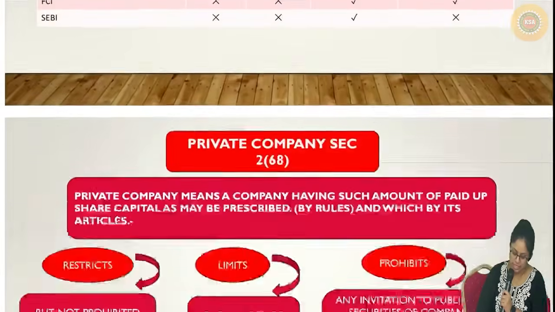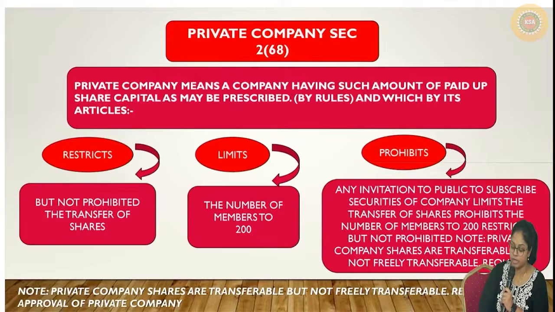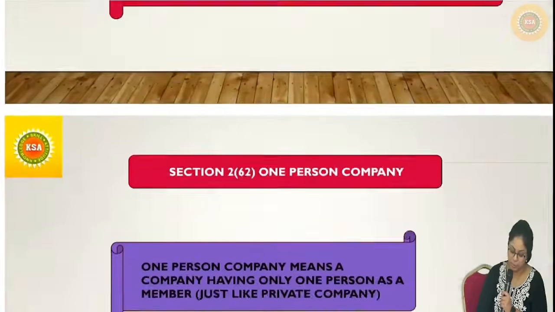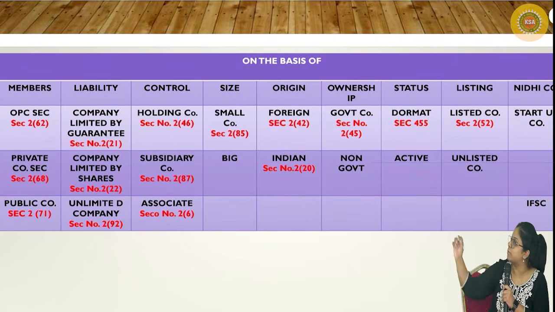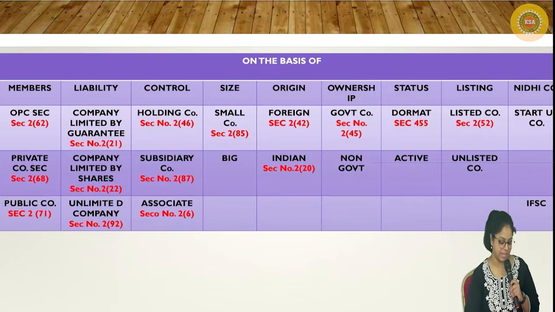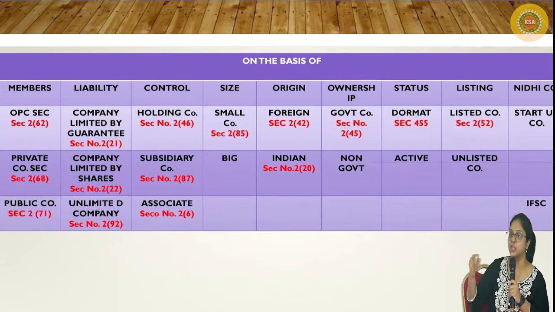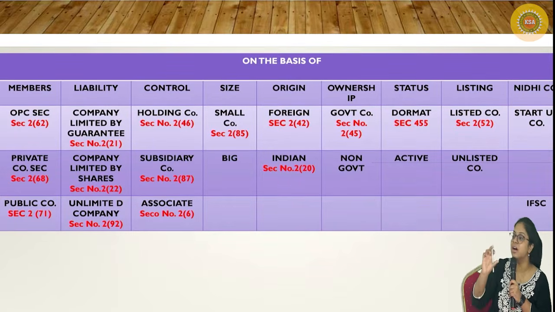Then moving on to important definitions. First, we look at our table, since we have completed all types of companies. This is the exhaustive table of the different types of companies. First is based on the number of members: a one-person company, a private company, or a public company. Then based on liability, it is either a company limited by guarantee, a company limited by shares, or an unlimited company. Based on control, you have a holding company, a subsidiary company, and an associate company. And based on size, there is a small company.